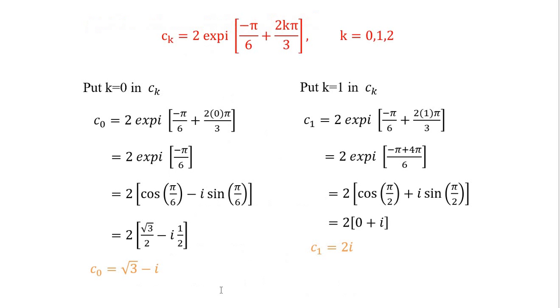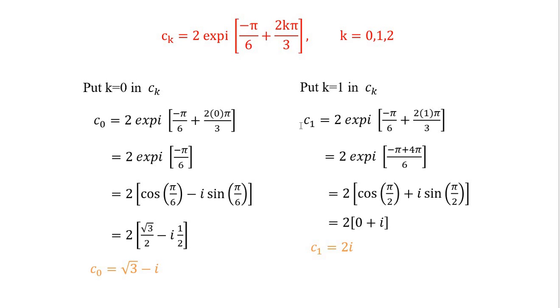Now we find the values of C0, C1 and C2. Put k equal to 0 in Ck. We get 2 into exponential of minus i pi by 6 plus 0, so 2 into e power minus i pi by 6. Now we expand in the exponential form: cos pi by 6 minus i sin pi by 6. We know the values of cos pi by 6 and sin pi by 6. Therefore we get C0 equal to root 3 minus i.